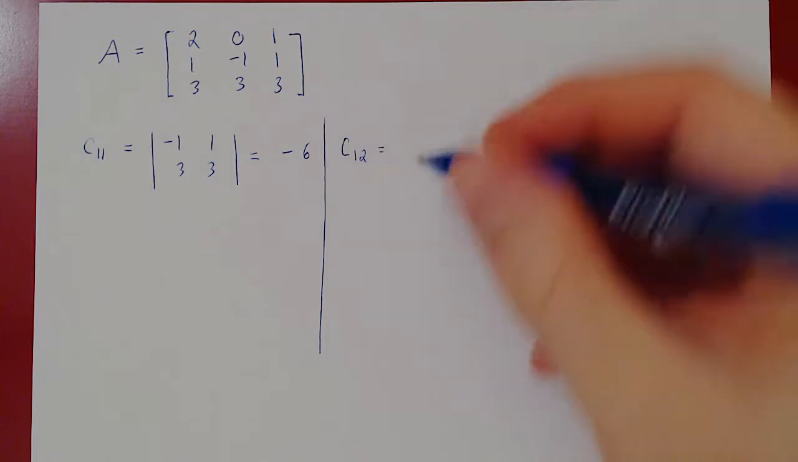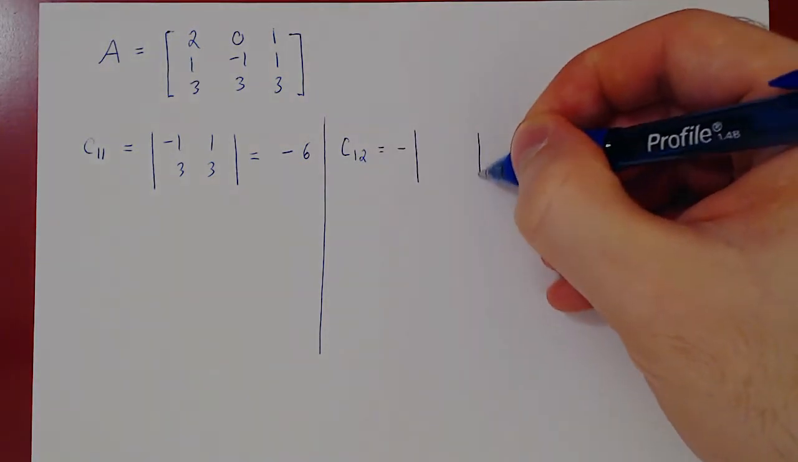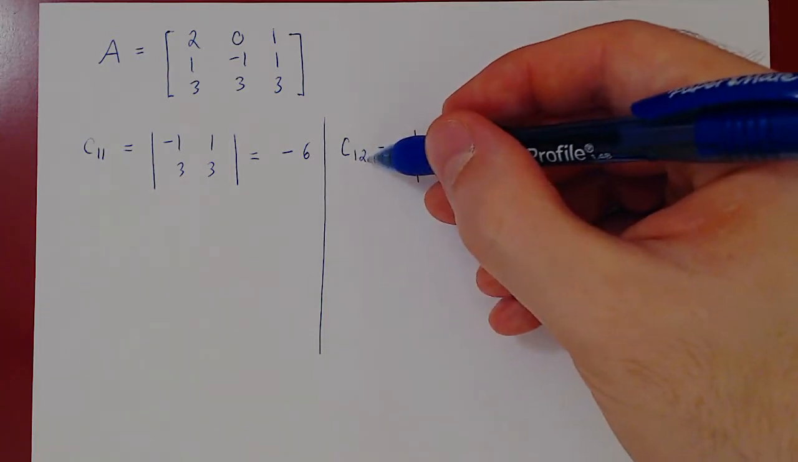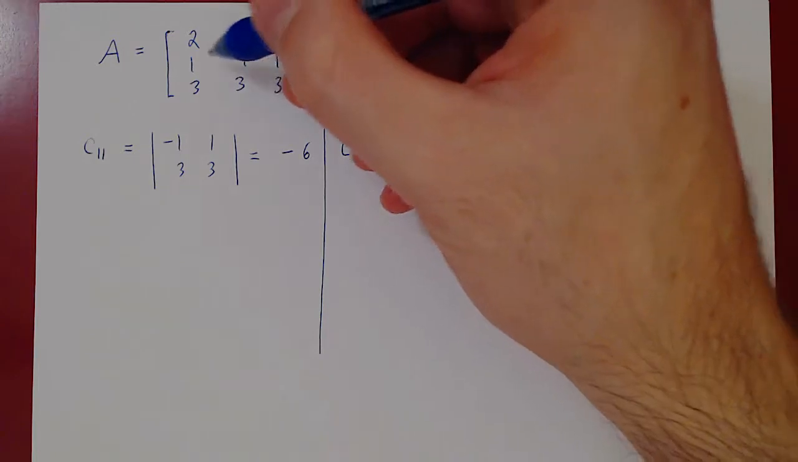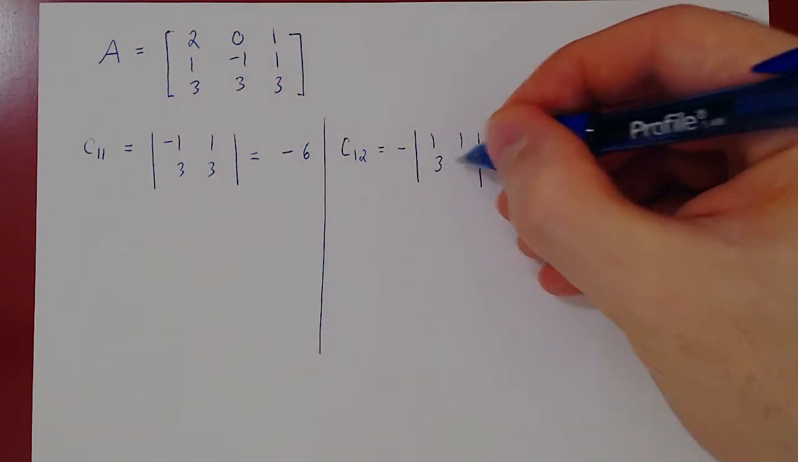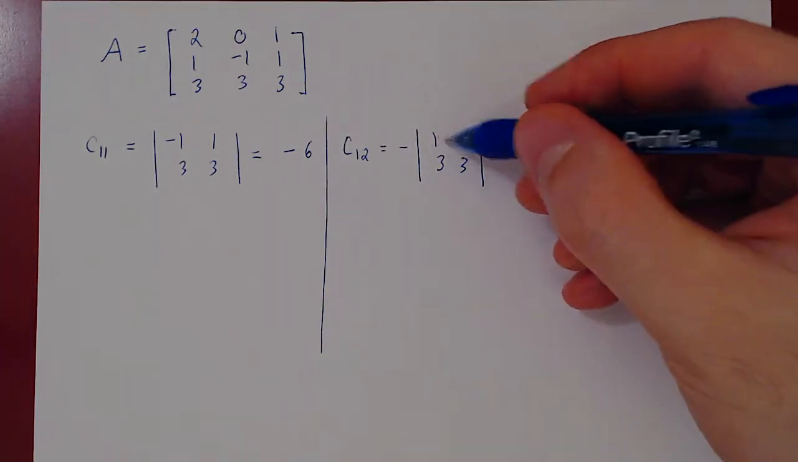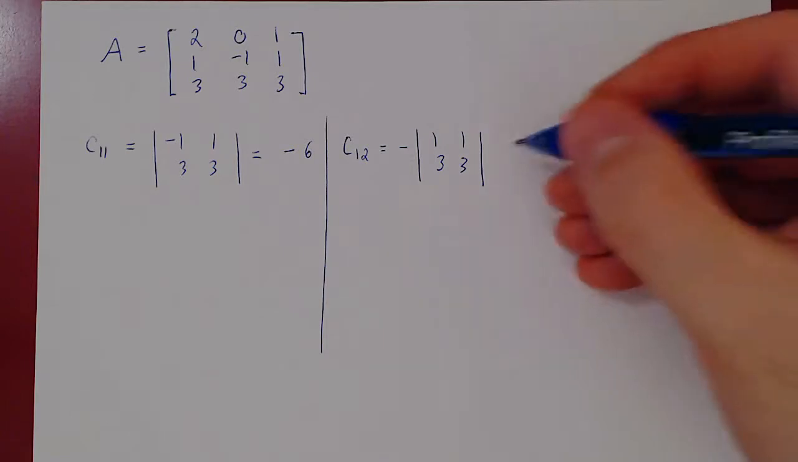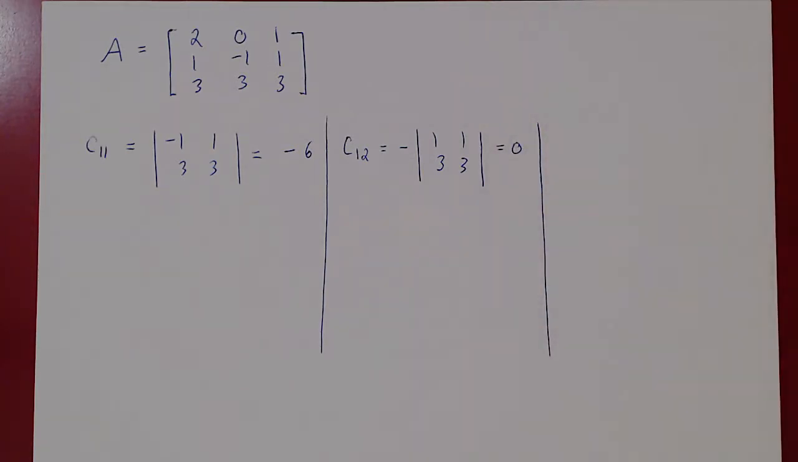C12. Here we will have a negative determinant of the 2 by 2 matrix after deleting the first row, second column. First row, second column, and you get the matrix 1, 1, 3, 3. Well, the determinant here will be 3 minus 3, which is 0. Negative 0 is just 0. And we now have C12.